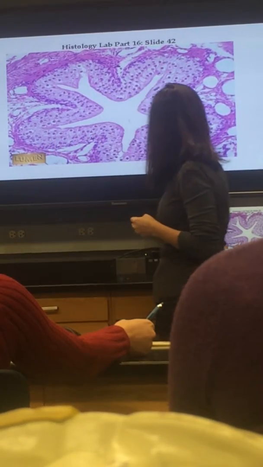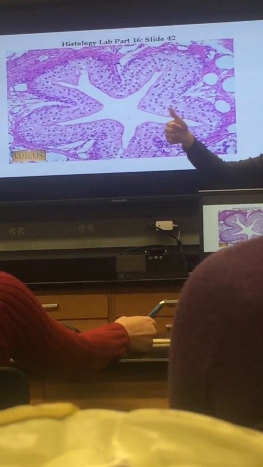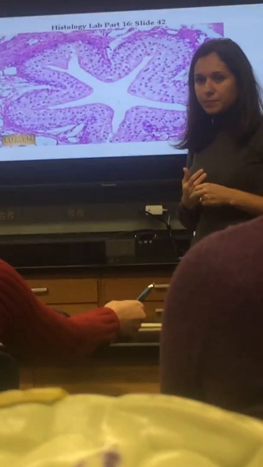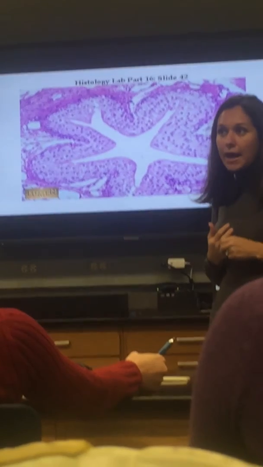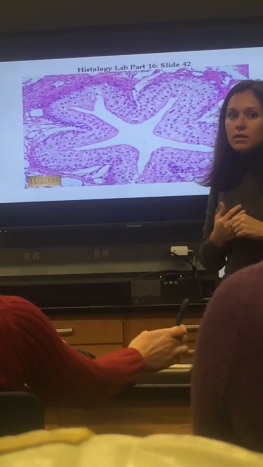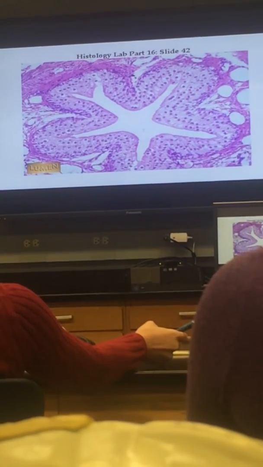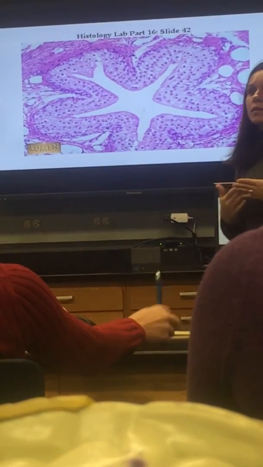What epithelium is this? Transitional. Where do you find transitional epithelium? The bladder, urinary bladder. What else? The ureter and the urethra. So those are your three options.